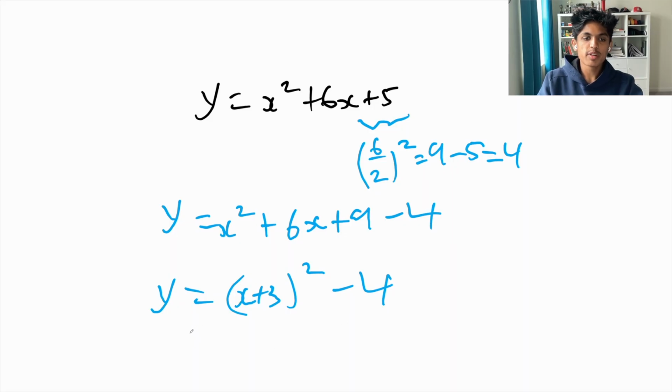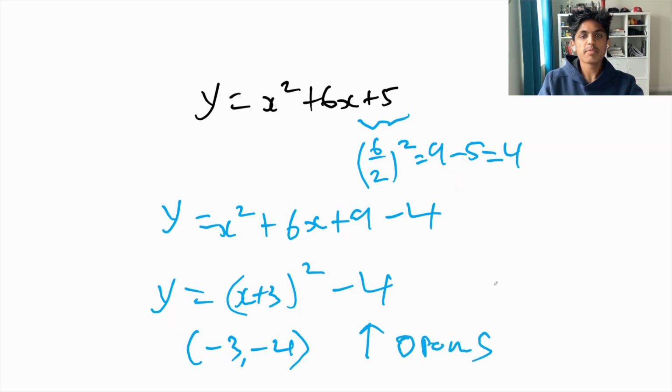If I'm trying to graph a quadratic like this, I can tell that the vertex is going to be negative 3 comma negative 4. I can also tell that this parabola is going to open upwards. So there you have it. Completing the square is most commonly used when you're trying to graph a quadratic.